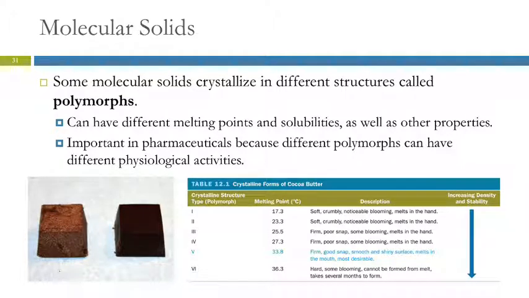You can have different forms of a molecular solid that has the same chemical composition. These are called polymorphs. Poly is a prefix meaning many. Morph refers to shape. So these polymorphs can have different physical properties, including melting points and solubilities, and it depends on how the molecules are arranged. An example from your textbook is crystalline forms of cocoa butter, which is the yummy part of chocolate. There's actually six different crystalline forms.